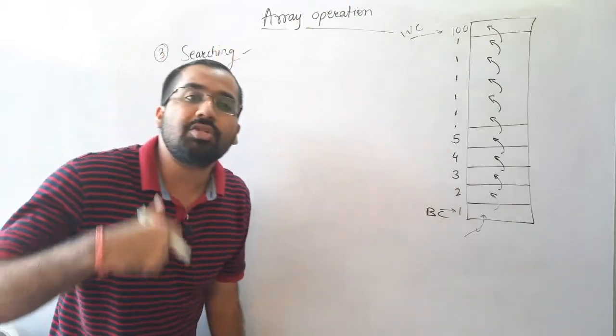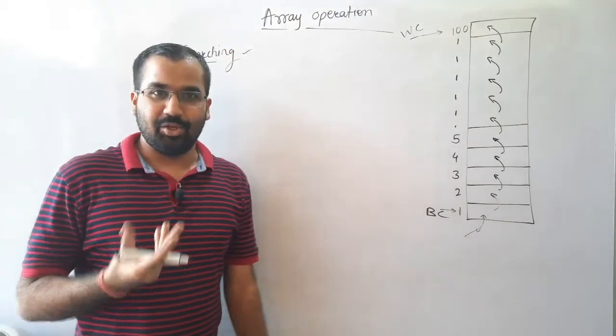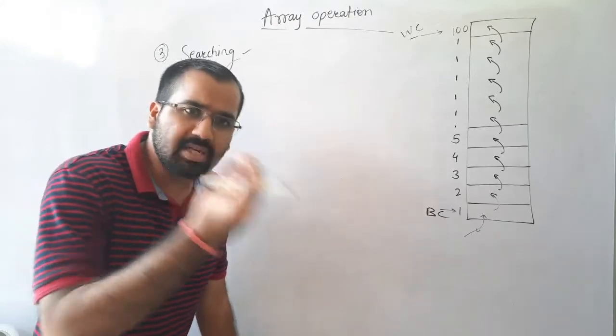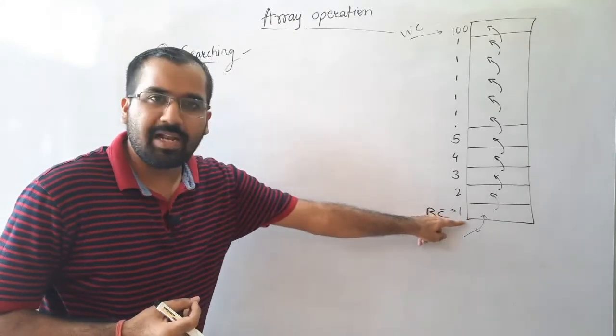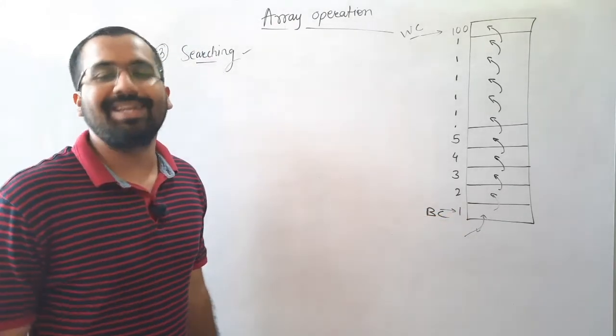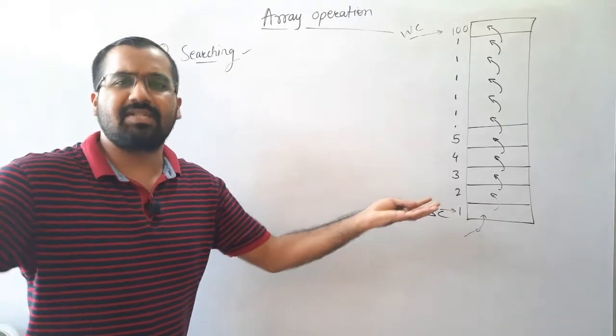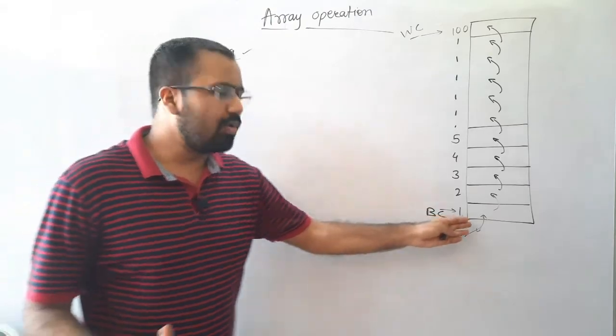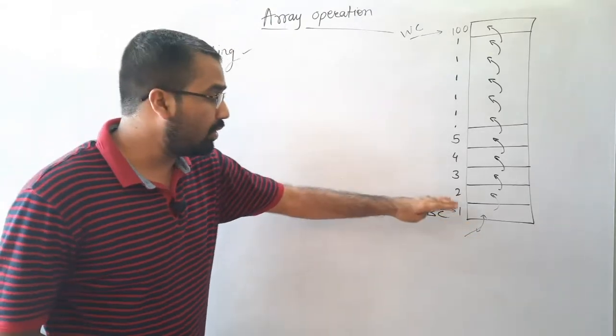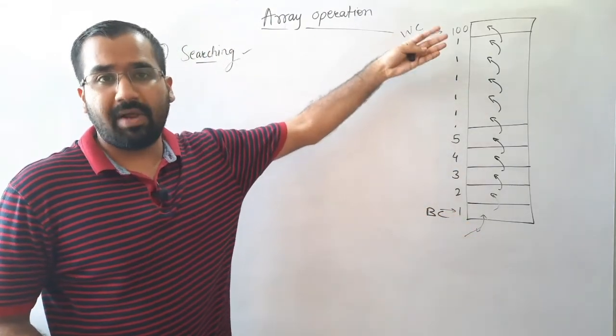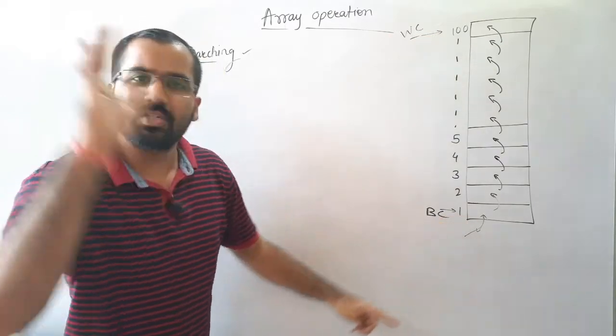If you want to search for a particular element, you are interested in a particular element, and you find that element in the first position itself, you are lucky. You found it, it's less complex, and it is the best case. You don't have to work much. You don't have to go through more elements in the array. You just found it in the first place.